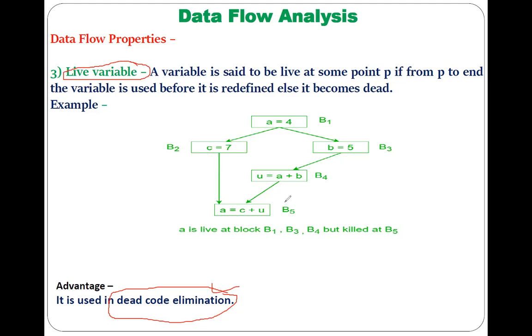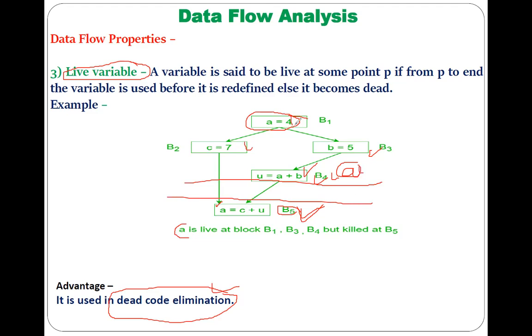Yes, you can see here. Now you know that A is live at B4, B3, B2, but it is killed at B5. Now for the basic block B5, this is nothing but the dead code. This A equal to 4 is nothing but the dead code for the basic block B5. How can you determine it? Because until this point B4, A is live, because A is utilized here. But is this A utilized here? No. That is the reason for basic block B5, this A is considered a dead code, and this can be eliminated by the compiler after the basic block B5.